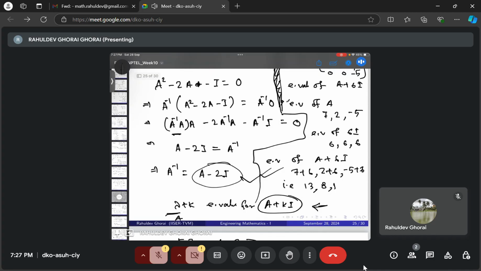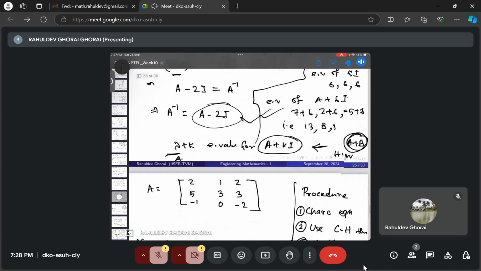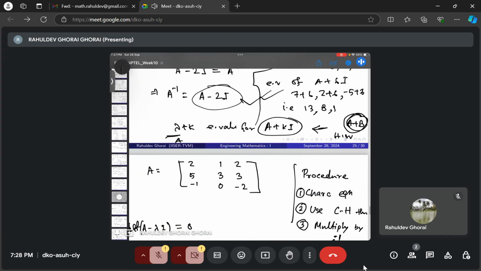So the question is, can you say it for any A plus B? Check it. It is a homework. Say you have A and B, two matrices, and you know the eigenvalues for both. Can you say that the eigenvalues of A plus B are nothing but the summation of the eigenvalues of A and the eigenvalues of B? Can you say that? That is the homework for you.